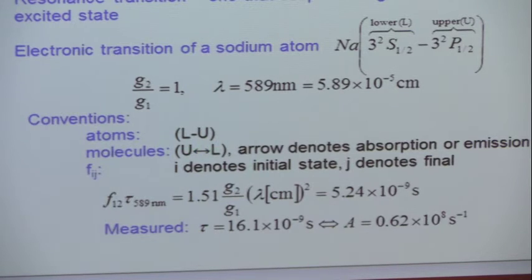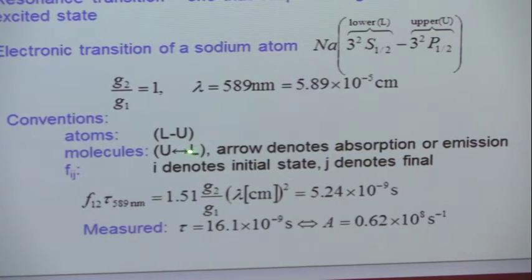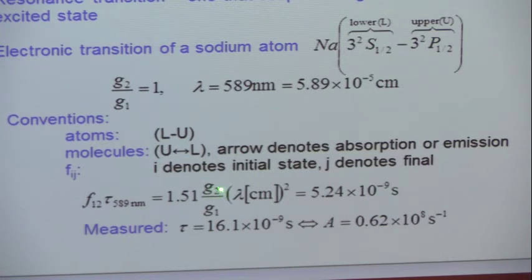Oftentimes you'll see an arrow which tells you whether you're talking about an absorption process, which would be from right to left, or an emission process. Sometimes you'll see an Fij, and usually the i denotes the initial state and j is the final state. So F12 versus F21. From this relationship, I already know how to get F tau, and it's 10 to the minus 9, just from this simple relationship on the last slide. Now the measured decay time is this, and that tells me A. So where did people get the A coefficients? Where do people get the B coefficients? Frequently from experiments.